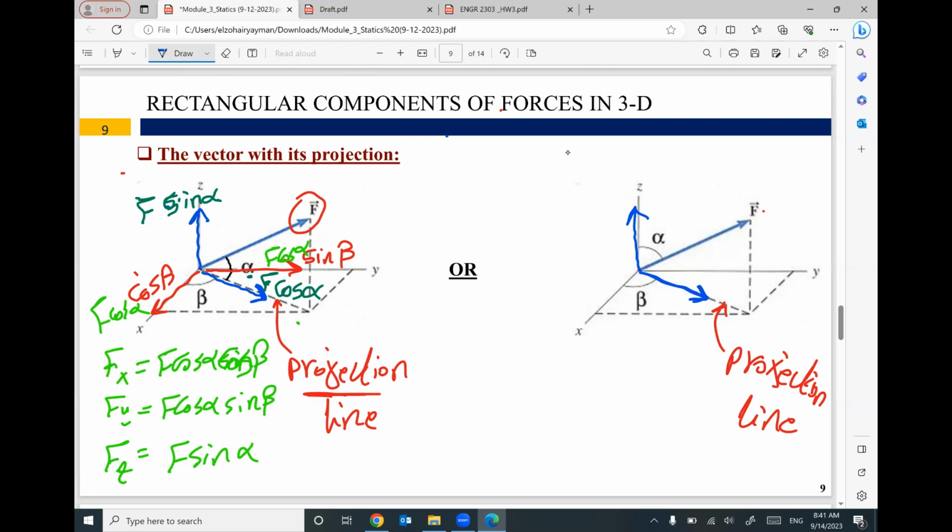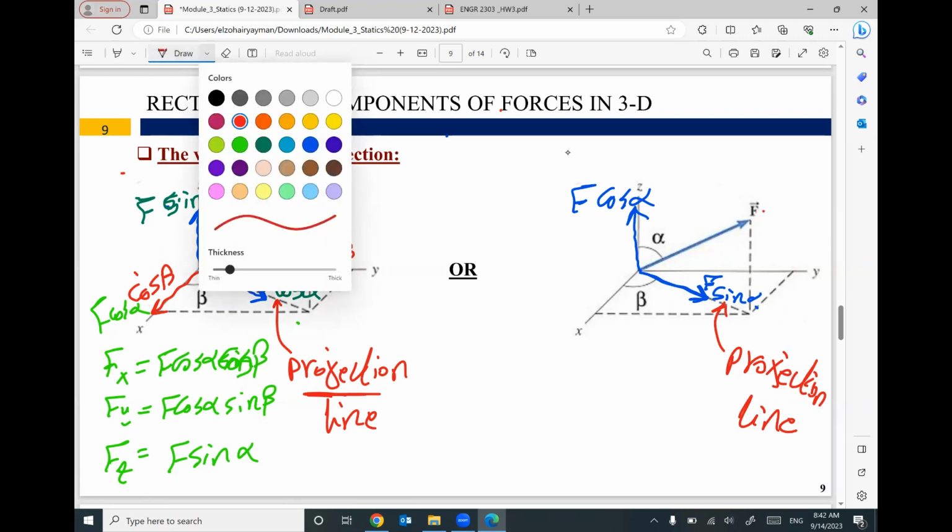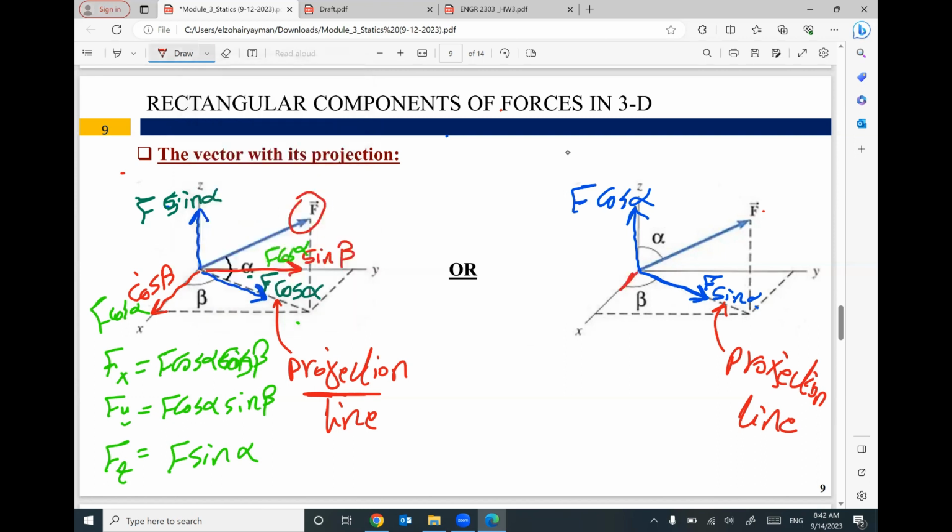So one of them will be sine, one of them will be cosine alpha. The adjacent to the given angle alpha will be cosine. So this one will be cosine alpha. This one will be sine alpha. So F sine, F cosine. This is the first step. Next step, I will break the projection line component, which is F sine alpha, between X and between Y.